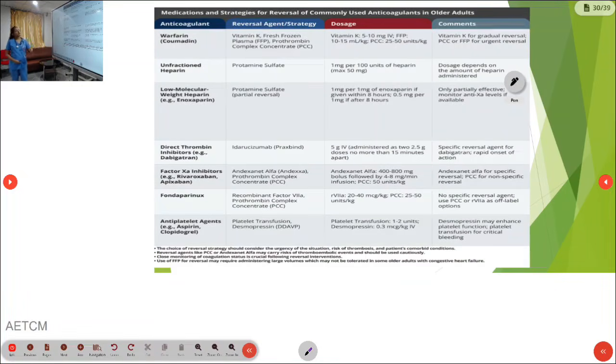So, these are the medications. For warfarin, we can use vitamin K, FFP, or PCC. For heparin, protamine sulfate can be used. For low molecular weight heparin, we can also use protamine sulfate. For drugs like direct thrombin inhibitors, idarucizumab can be used. Then for antiplatelet drugs, we can use platelet transfusion or desmopressin. These are the other reversal agents that can be used in case of bleeding that is due to antiplatelets.